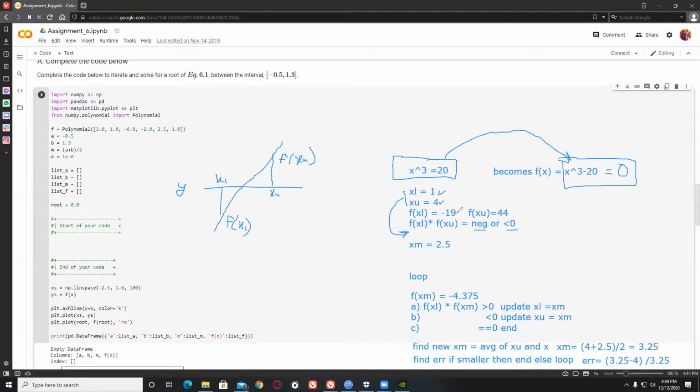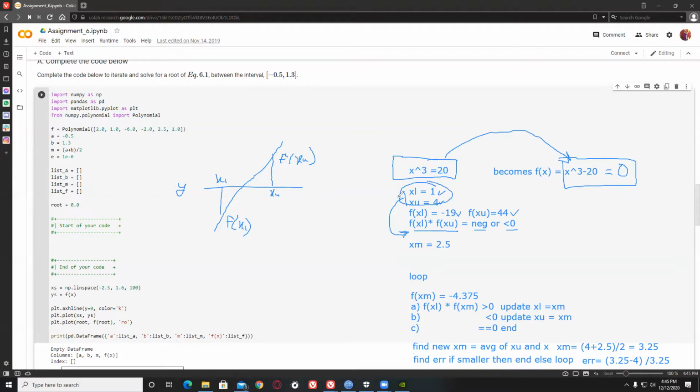So the functions, after we put the value of xl in the function, we get a negative value. For xu, we get a positive value, and the multiplication is negative. So this satisfies our formula for bisection.